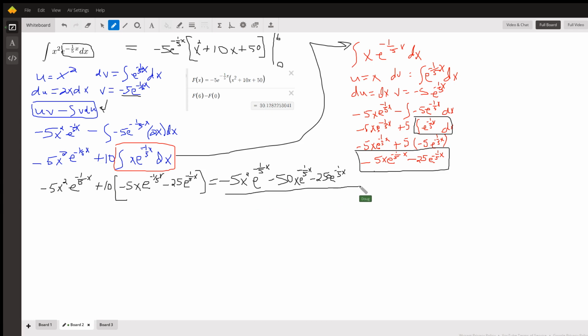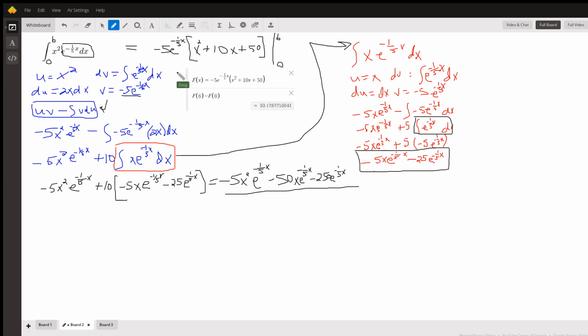I rewrote it up here and I factored a minus 5 e to the minus 1/5 x from every term, the GCF. So there's your antiderivative. We want to evaluate that from 0 to 6. Put the limits back on here.